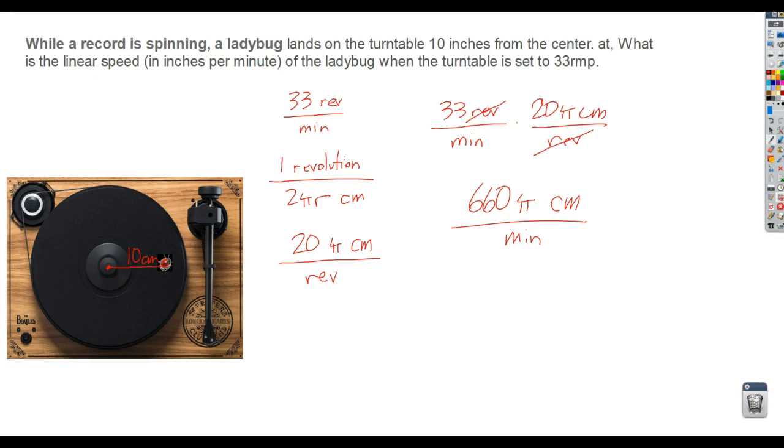There's another problem sometimes where the ladybug moves back in towards the center. All it does is change the radius, right? Like maybe it moves in 3 centimeters and now your radius is 7. So instead of this being 20, your radius changes. It's now just going to be 2 times 7. There's a smaller distance that it goes around now, so it doesn't travel as far. So it's going to be 2 pi r, so 14 times pi instead.